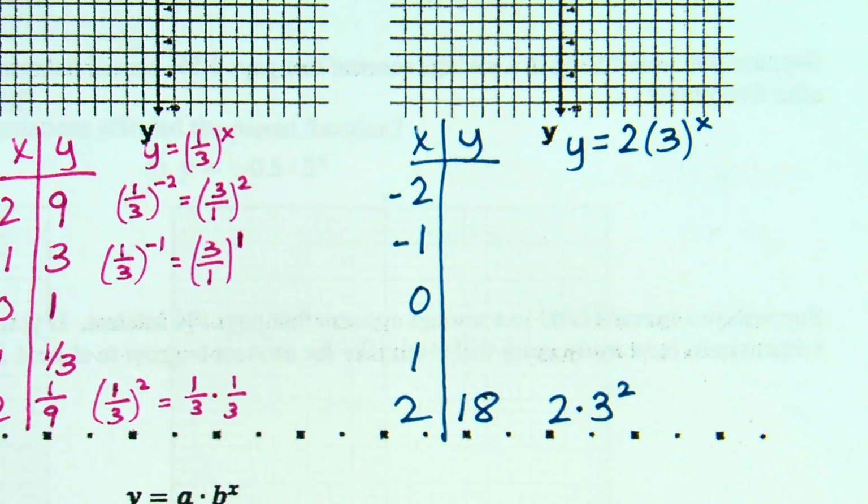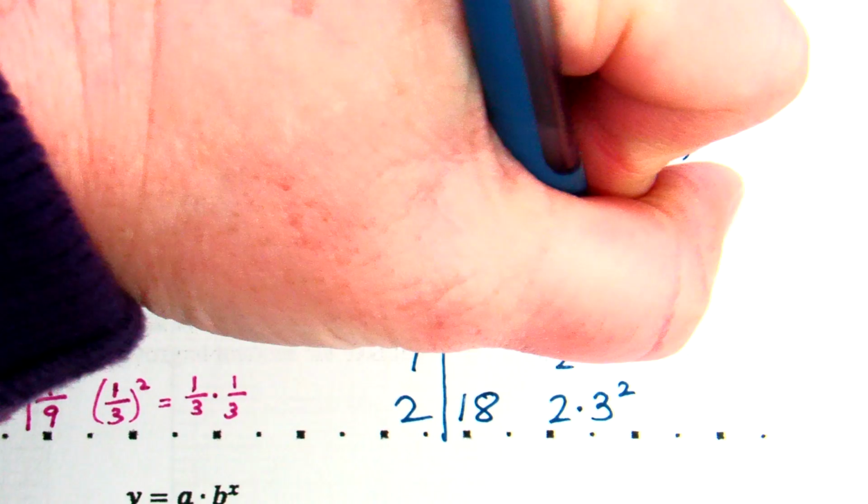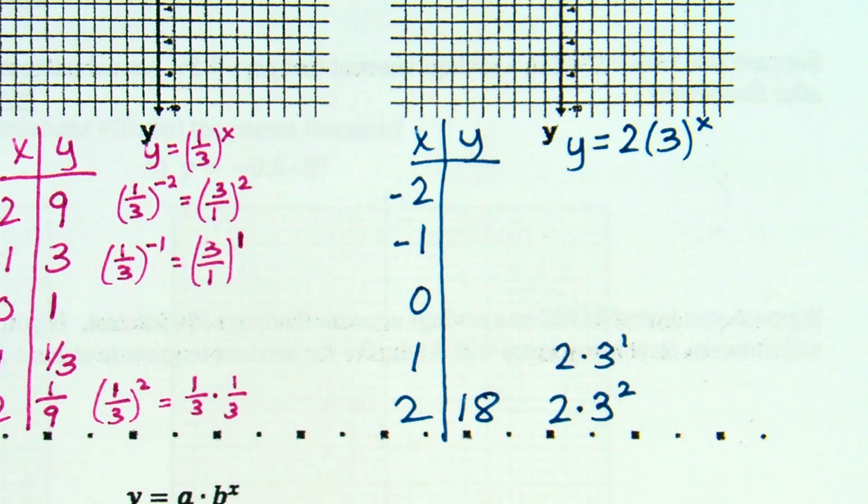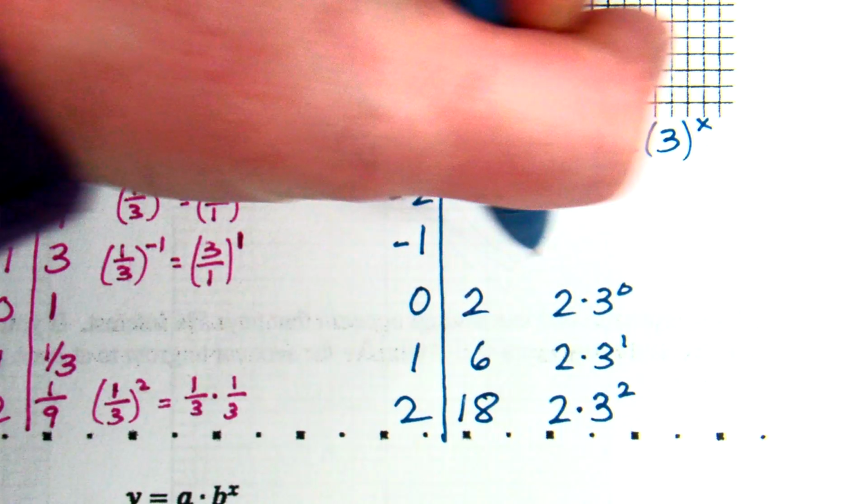Sorry. Order of operations. Okay, put in the 1. 2 times 3 to the first. 3 to the first is 3 times 2 is 6. 2 times 3 to the 0. Okay, 3 to the 0 is 1, because anything raised to 0 is 1. But then in this case, we have to multiply by the 2, which makes it 2.